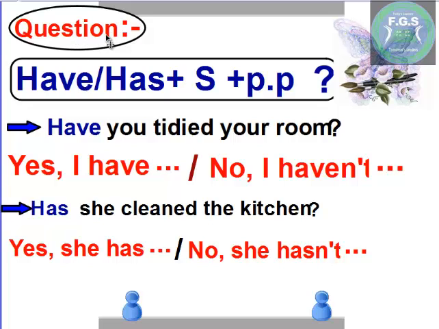Okay, and in yes or no questions, we will start the question with have or has, plus subject plus past participle. For example, have you tidied your room? Yes, I have, or no, I haven't. Another question: has she cleaned the kitchen? Yes, she has, or no, she hasn't. So in yes or no questions, we start with have or has, followed by the subject, followed by the past participle.